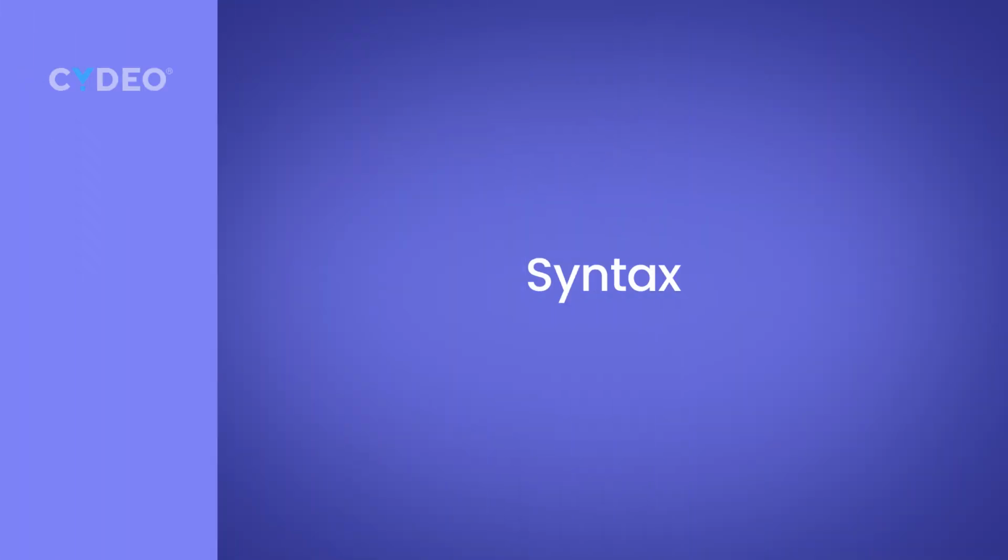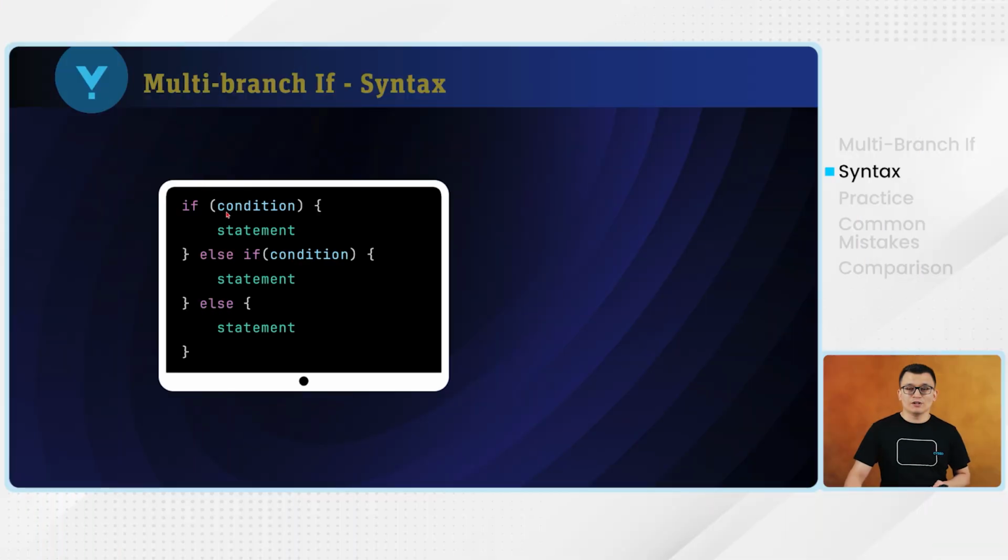Okay, and here's the syntax of the multi-branch if. You will always start it with the if block. When the if condition is true, the body of the if block gets executed. And if you need to give your second condition, you will use an else if block. Right after this if block, you give the else if block. The else if block also has a condition that you will specify, and this condition will only be checked if the previous block's condition is false.